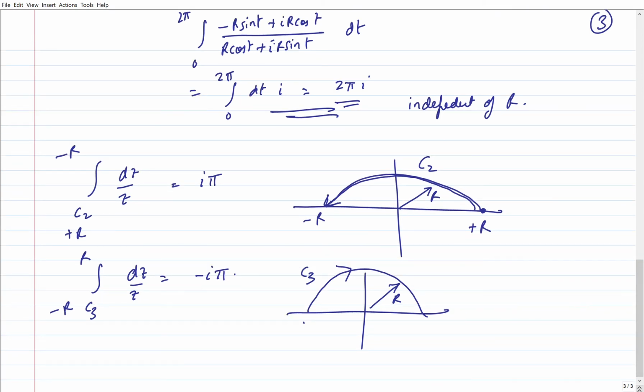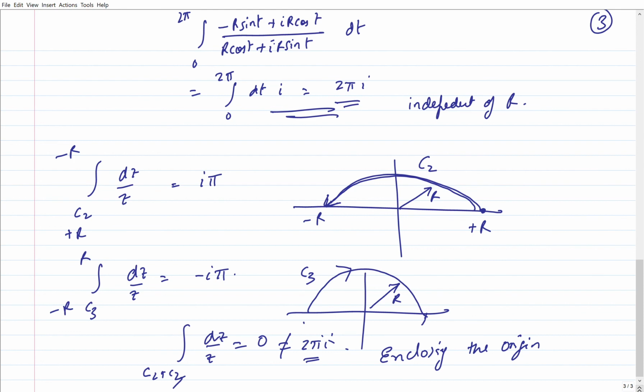And if I add these two paths, C2 plus C3, evaluate the contour integration over the sum of these, dz by z, and that is going to be equal to 0, which is not equal to 2 pi iota. So you see, I can have C2 plus C3, or I can have the whole integration over the whole contour. The answer depends upon whether or not I enclose the origin. Enclosing the origin, where this function had a singularity, affects the integration.